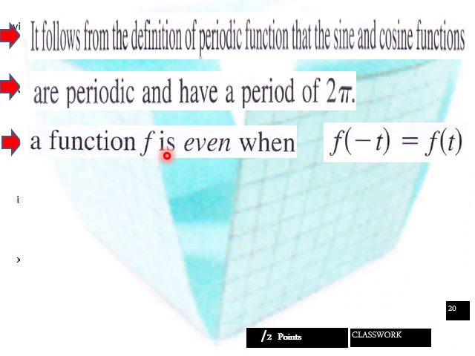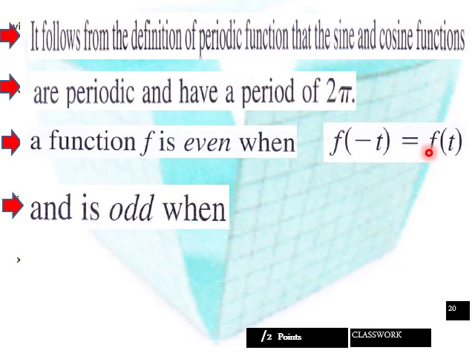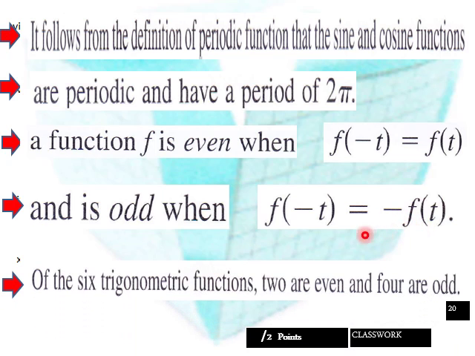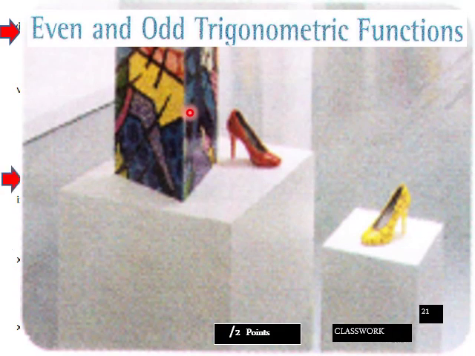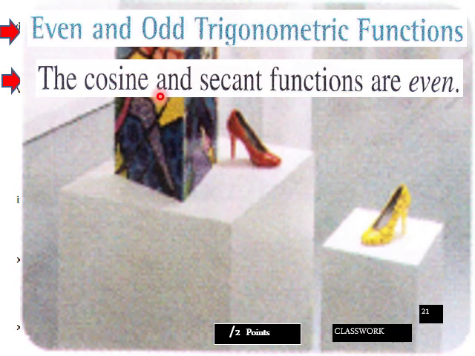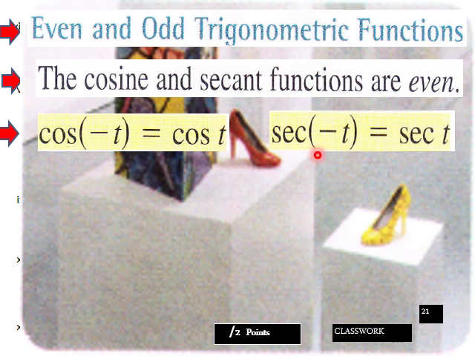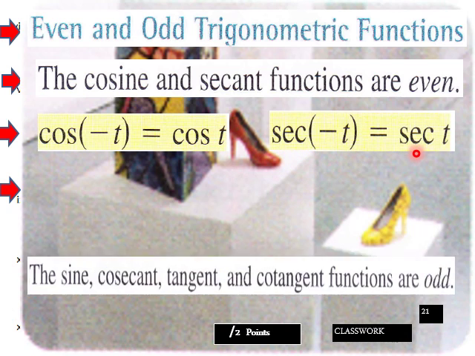A function f is even when f of negative t equals f of t, and is odd when f of negative t equals the negative of f of t. Of the 6 trig functions, 2 are even and 4 are odd. So let's see which ones those are. Even and odd trigonometric functions. The cosine and secant functions are even. Cosine of negative t equals cosine t. And then the secant of negative t equals secant t.